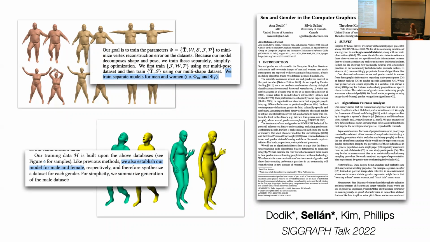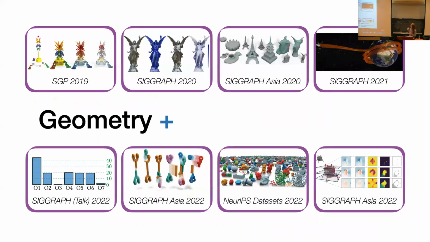This was, again, a project where you need to really understand what these geometric modeling algorithms are doing, but you also needed to really understand the field of algorithmic fairness to do this work. So this is another great example of geometry plus.